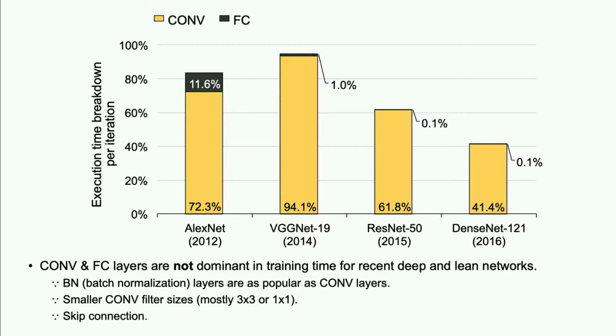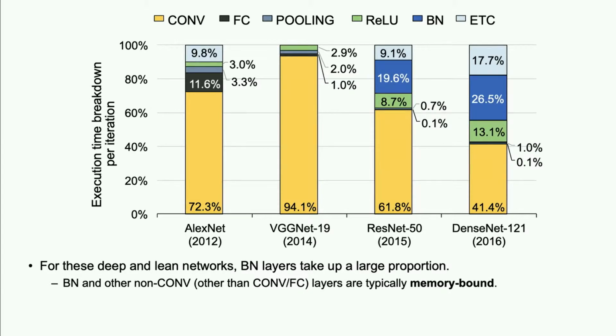This is because those models heavily use BN as well as conv, and also they use smaller conv filters, reducing the convolution computation, and there are also new layers supporting skip connections, such as concatenation or element-wise operations. So for those networks, non-conv layers, which are other than conv/FC, are becoming heavier, and BN, especially the blue bar, takes up a large portion among those non-convs. The interesting point here is that these non-convs are typically bounded by memory bandwidth.